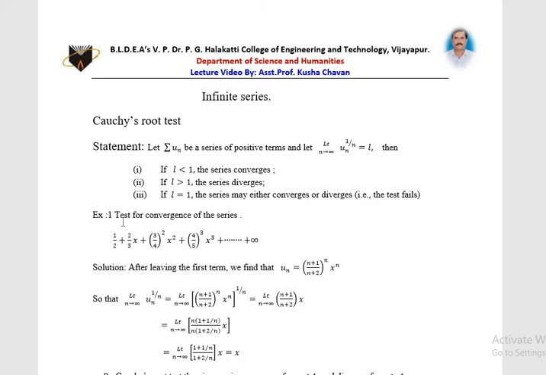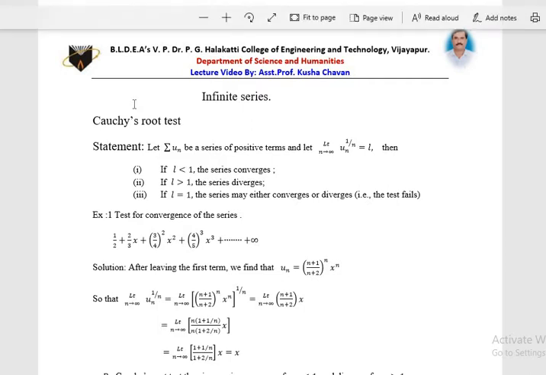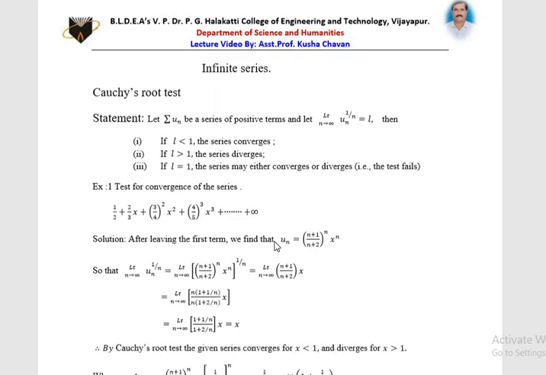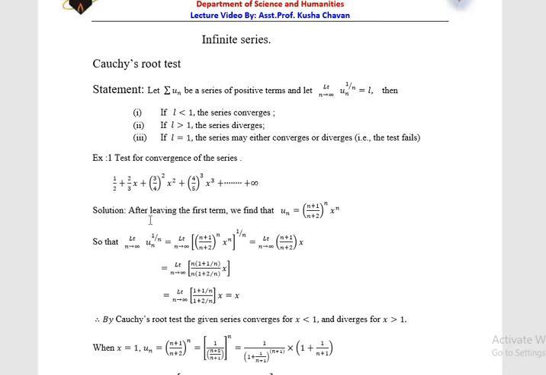An example: test for convergence of the series 1/2 + (2/3)x + (3/4)^2 x^2 + (4/5)^3 x^3 + and so forth up to infinity. Solution: after leaving the first term, we find that the nth term of the series is ((n+1)/(n+2))^n x^n.